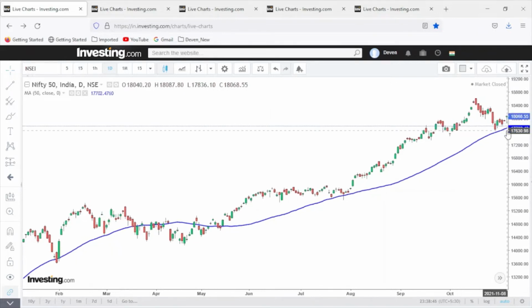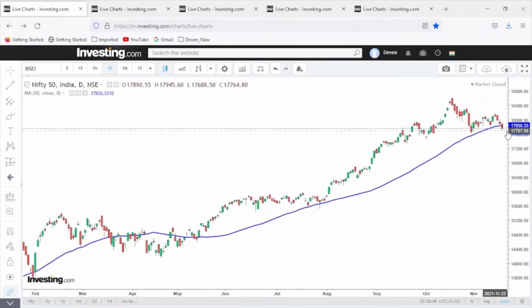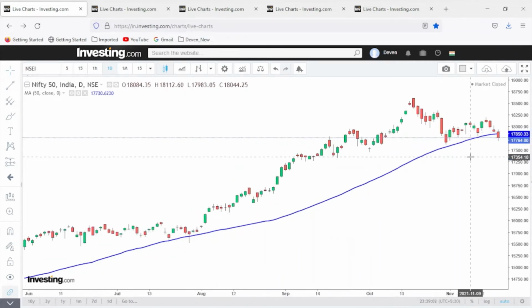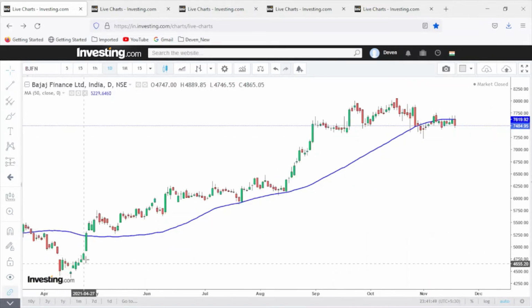And now here you can see the price is taking support at 50 MA. Now the last candle we can see has closed below 50 MA. So there may be a probability that the price may fall further, and if the price continues to remain under 50 MA, then every bounce will be a shorting opportunity. Now this is a stock of Bajaj Finance, and you can see here when the price came above 50 MA, every bounce was a buying opportunity.